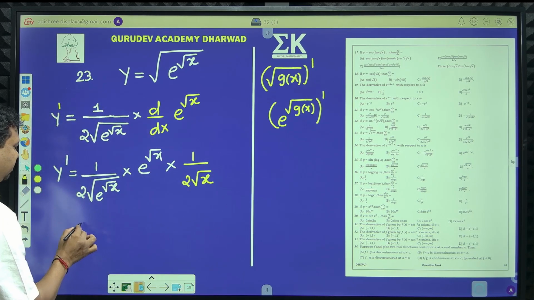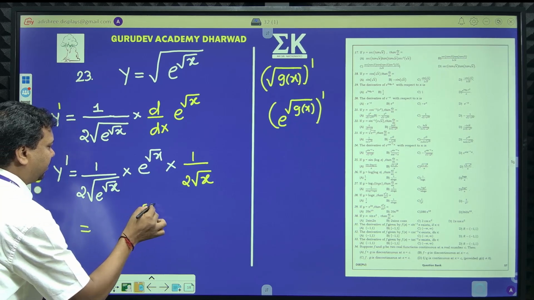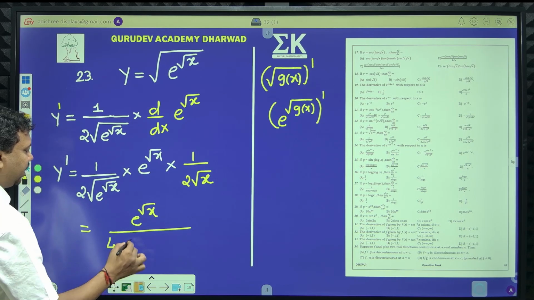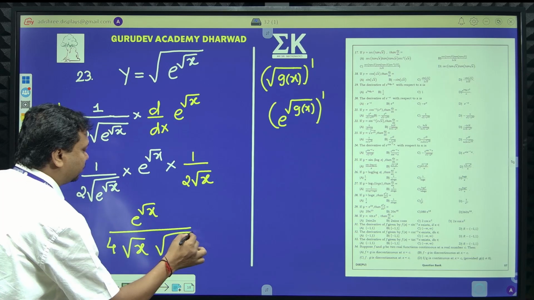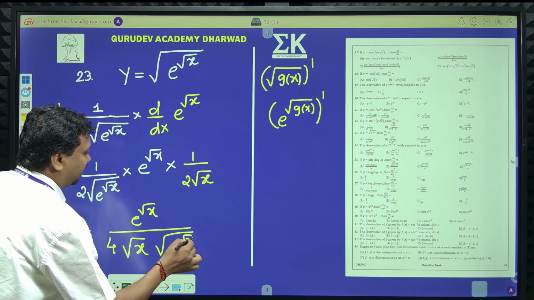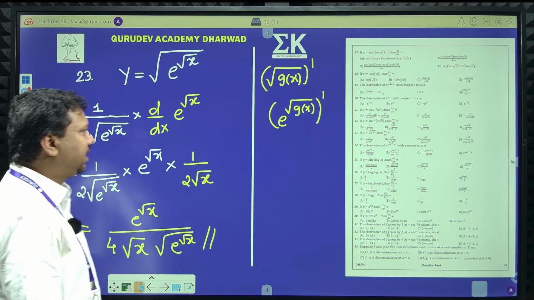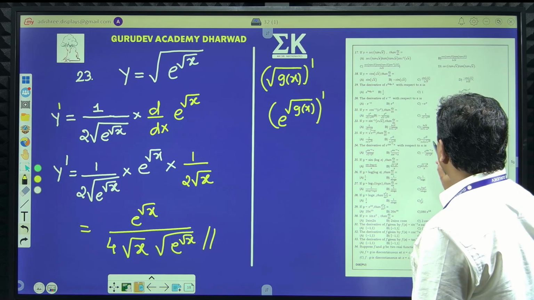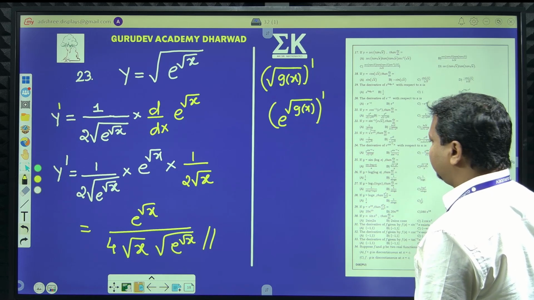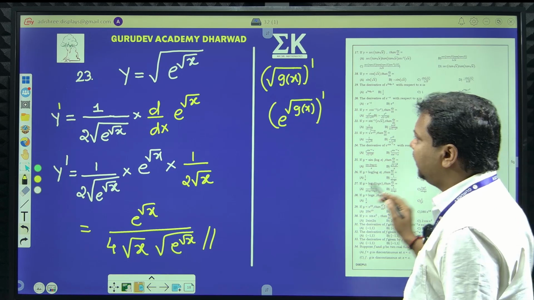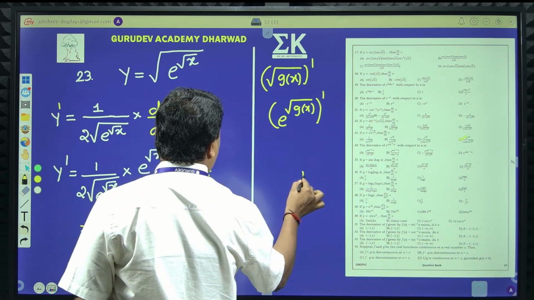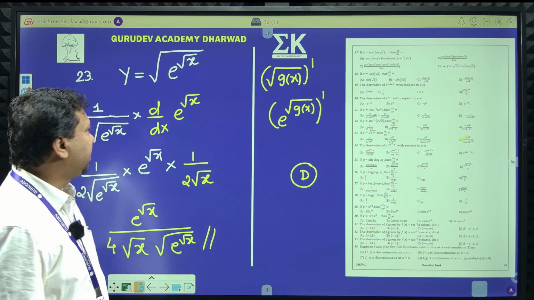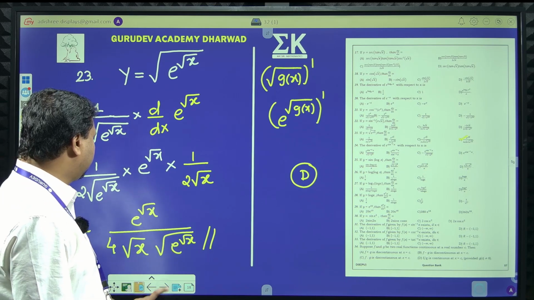So see what the final answer is: e to the power root x divided by 2 into 2 is 4 into root x into root of e to the power root x. What should be the answer in this case? Should we go for 23? e to the power root x divided by 4 into root x into root e to the power root x. Option D is the right answer. Option D. See, option D is the right answer in this case. Done. Let's begin with question number 24.